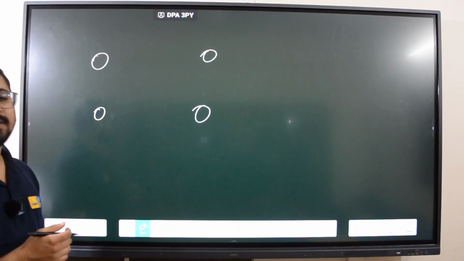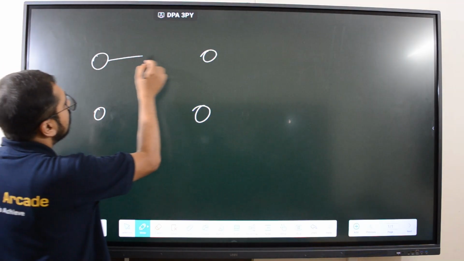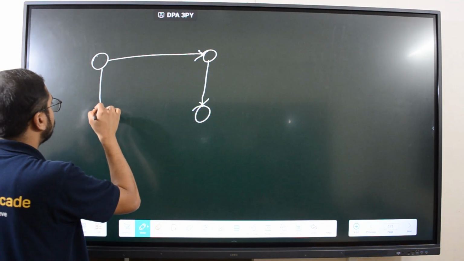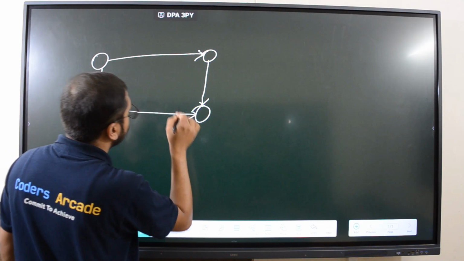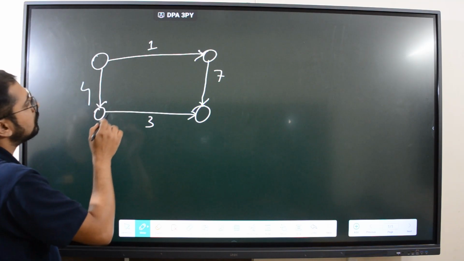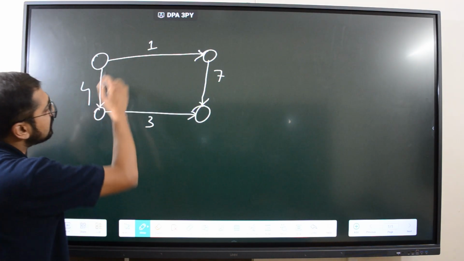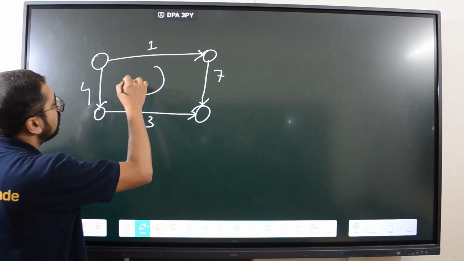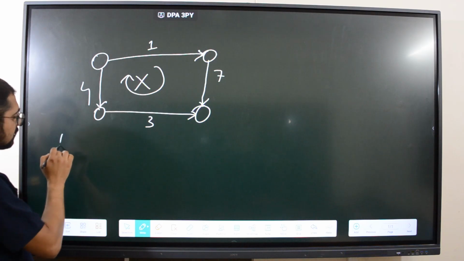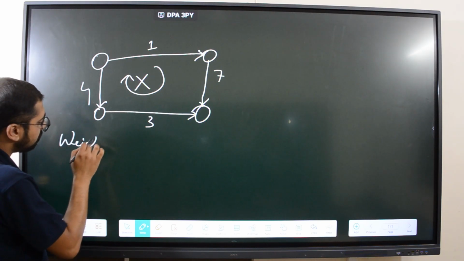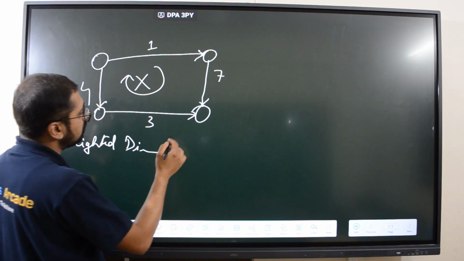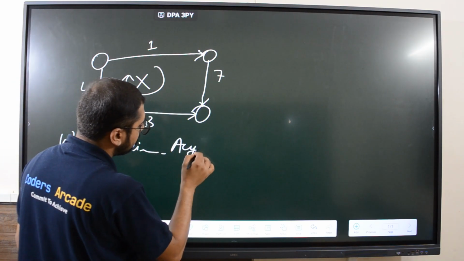Suppose here I have a graph with 4 nodes, and they are directed here. Now what are the weights? 1, 7, 3 and 4. Now, is any kind of cycle formed here? No cycle is formed here, but it is weighted and directed. So we will name it a weighted, directed, acyclic graph.